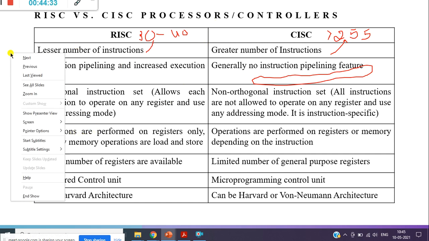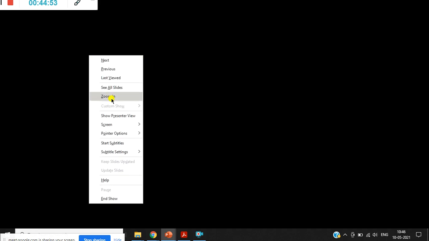What do you mean by pipelining architecture? See here, I'll take a blank slide and explain this pipelining, then we'll continue the differences in the next class. Okay, now there is an instruction.